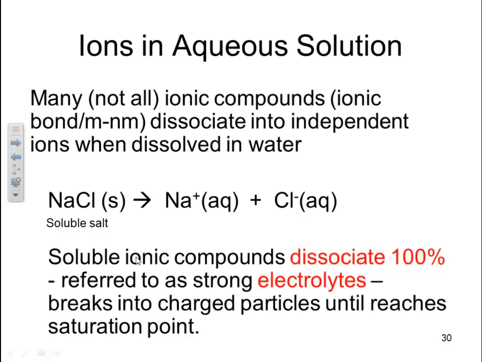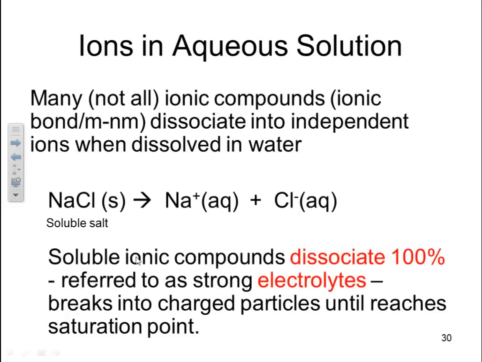Another important topic dealing with terminology and being ionic or covalent has to do with ions in aqueous solutions. Many, not all, ionic compounds, with ionic bonds, metal and non-metal, dissociate into independent ions when dissolved in water. If a species is considered soluble, and we'll get to which species are soluble or not, then it's an ionic compound that breaks up into its ions.